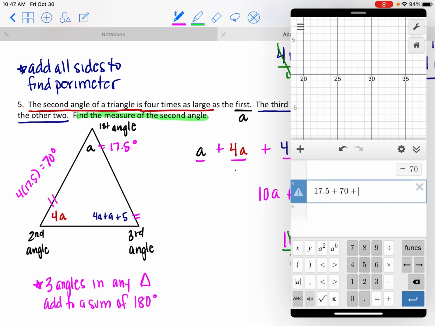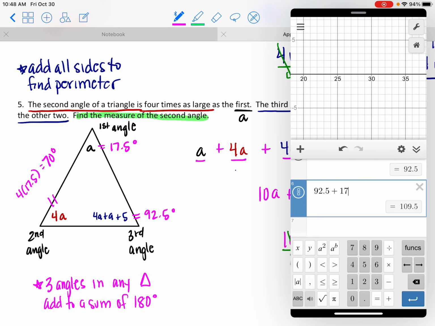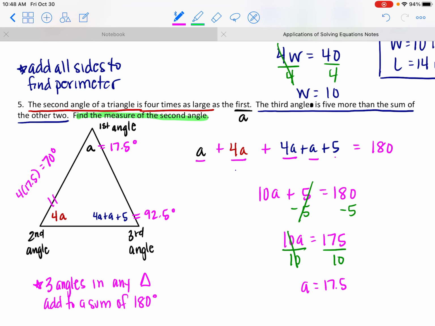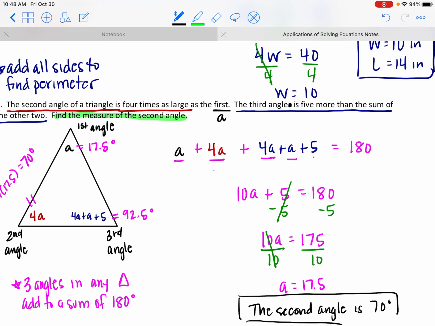And then 5 more than that, 5 more than the sum of those two, means this last angle would have to be 92.5 degrees. And then just to be safe, if we added 92.5 and 17.5 and the last angle, which was 70, we should get a total of 180 degrees, and we do. So just a way for us to check our work. So our second angle is 70 degrees. Okay, so that did require a little bit of background knowledge on some geometry.